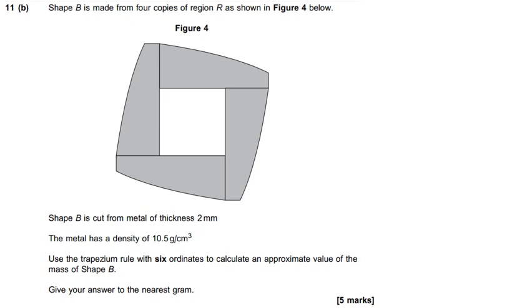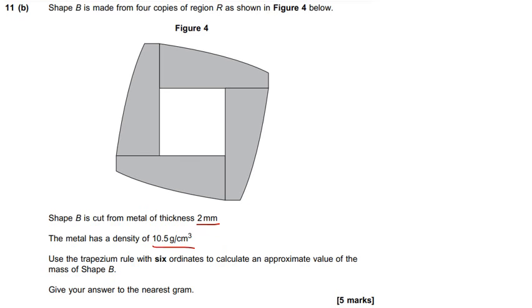Then they've decided to make some sort of metal shape out of this. So these areas are duplicated 4 times, arranged in a ring, and the metal that it's made from has a thickness of 2 millimeters. And we're given the density. And we need to find the mass of this to the nearest gram.